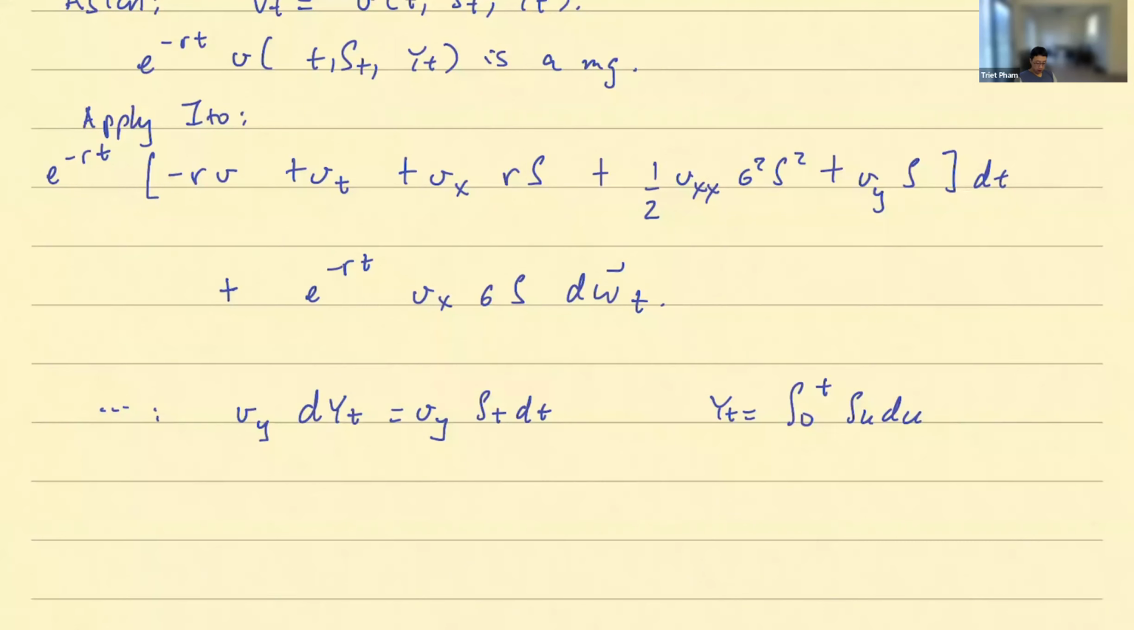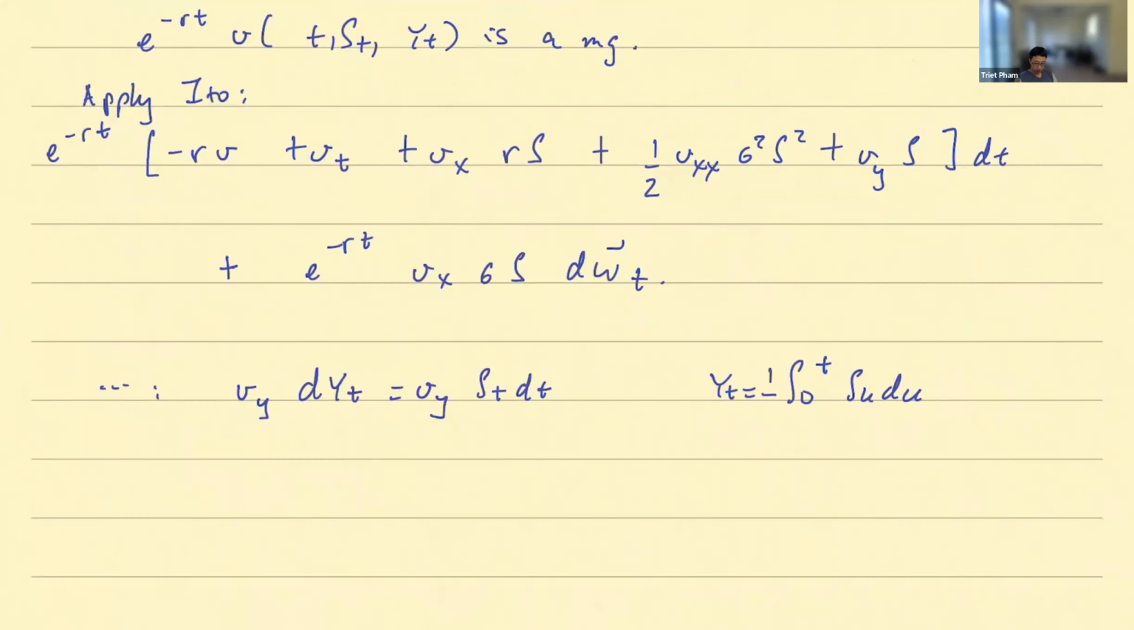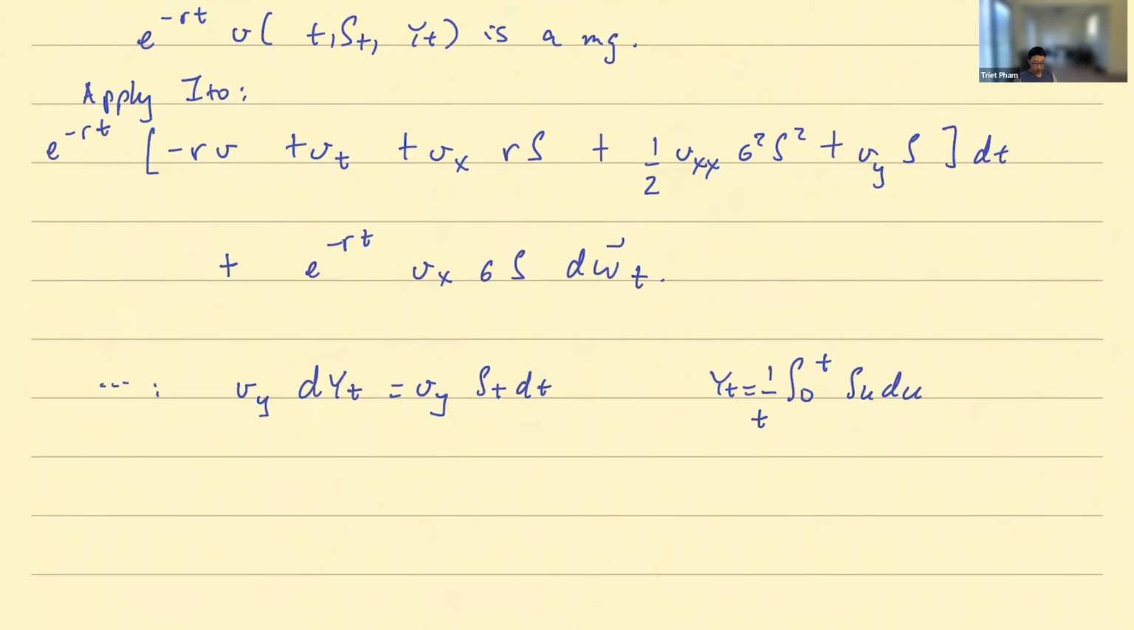And notice that here is exactly where I use the definition of y_t like this. Now, if I define y_t as 1 over t dt, or 1 over t like this, then dy_t will be a mess. The PDE is still right, but your definition of y will change. So notice that the PDE is written like this because I define y_t like this.